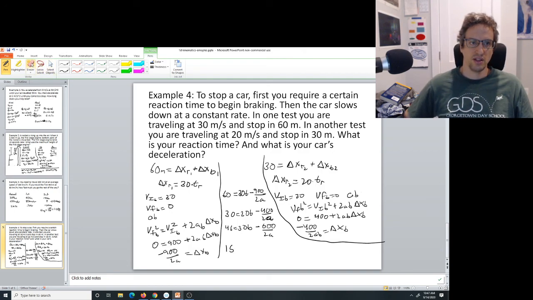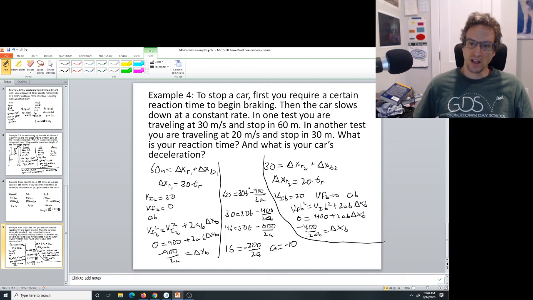Oops, I made a mistake there. This is not a b, this should be a t. So 15, the t's cancel out. I'm subtracting, so it becomes 300 over 2a minus 300 over 2a. And so a equals, when we solve that out, negative 10.